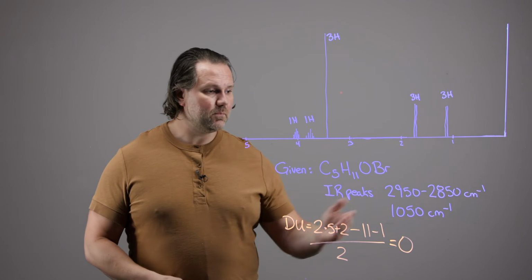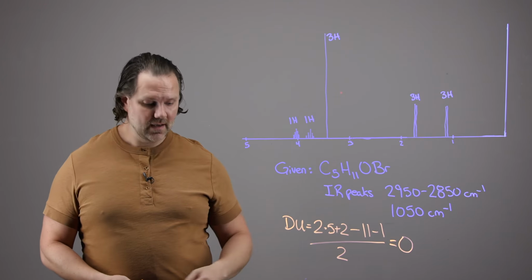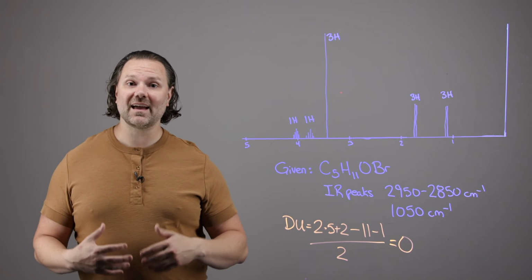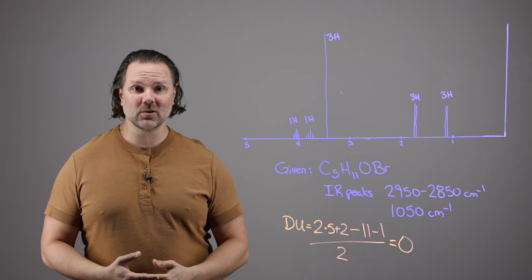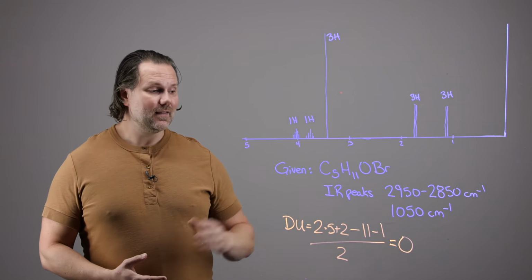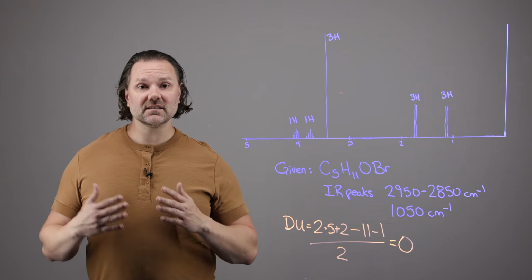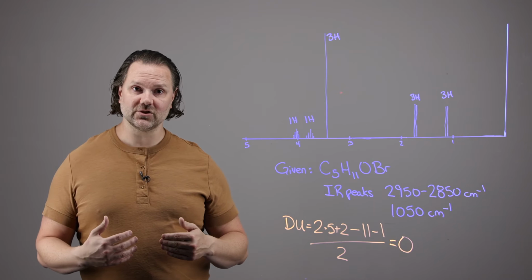Then let's look at our IR spectrum. We see that we have peaks in the region around 2950 to 2850, but that's where we expect any signals associated with alkanes to show up. So given that it's an organic molecule, that's not surprising. The other peak that we've noted is a signal around 1050. This tends to correspond to a CO bond that is stretching.